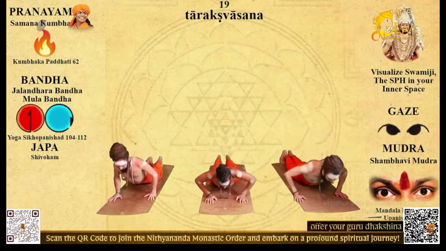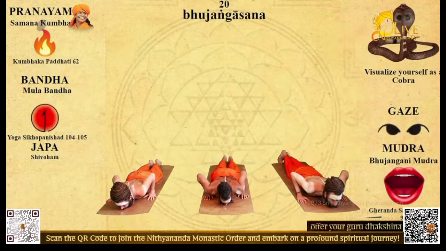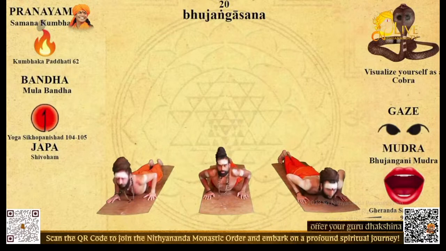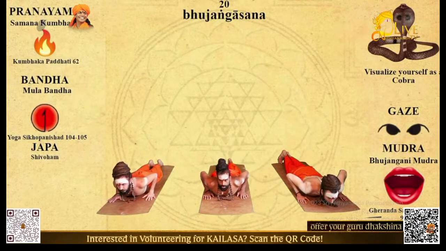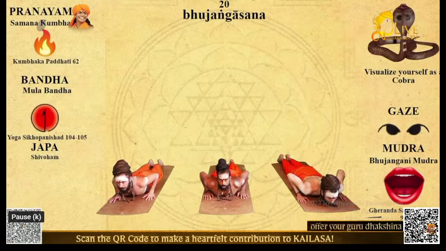Now lower your body down. The next asana is Bhujangasana. Place both the hands side of the chest as you lift the chest up with the strength of lower back as you visualize Cobra in your space. Perform Bhujangni Mudra as you open the mouth wide and inhale through the hollow of the mouth.